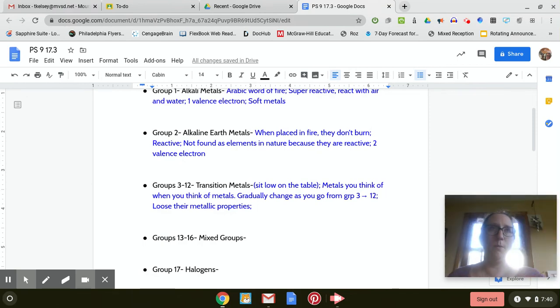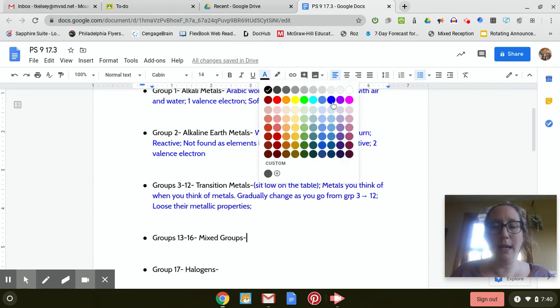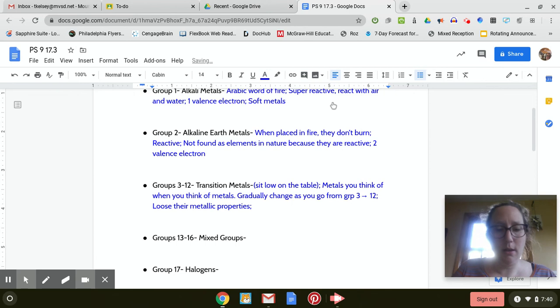Okay, so now we're over the lower set part. We're over onto group 13 through 16. Okay, and we call those, and this is the part that sits high again, we call those the mixed groups because they all contain more than one kind of element. Okay, so they contain metals, non-metals, and metalloids.